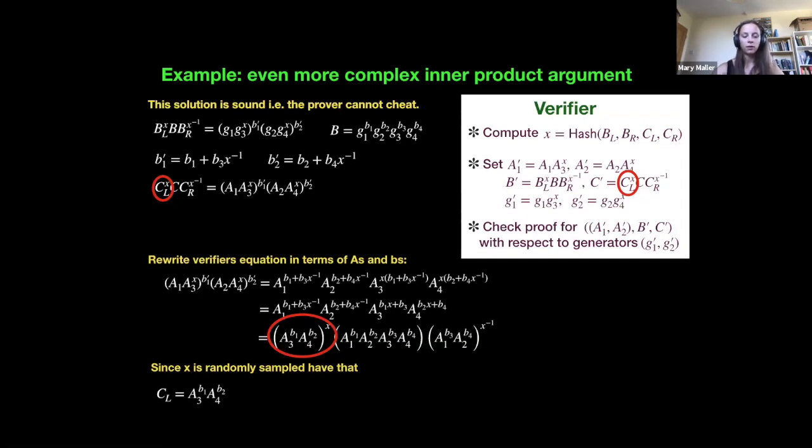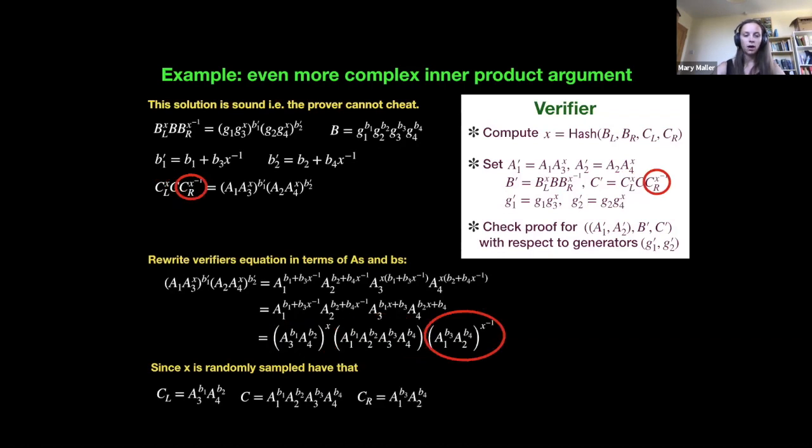Just looking at the powers involving x, we get that CL to the x must be equal to A3 to the B1, A4 to the B2 to the power of x. So CL must be equal to A3 to the B1, A4 to the B2. Look at the powers of x to the 0. We get that C must be equal to A1 to the B1, A2 to the B2, A3 to the B3, A4 to the B4. Looking at powers of x to the minus 1, we get that CR must be equal to A1 to the B3, A2 to the B4.